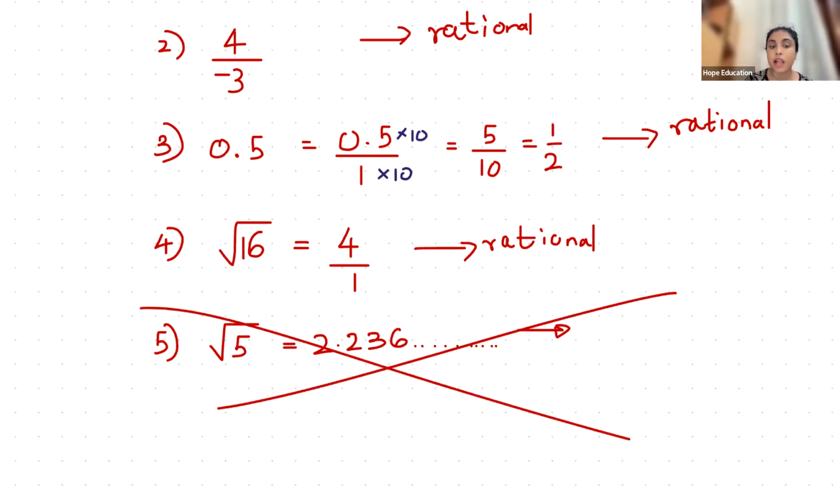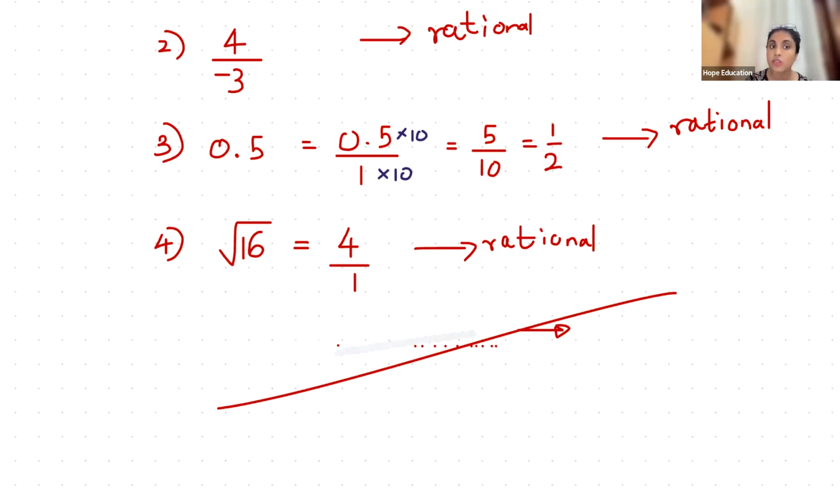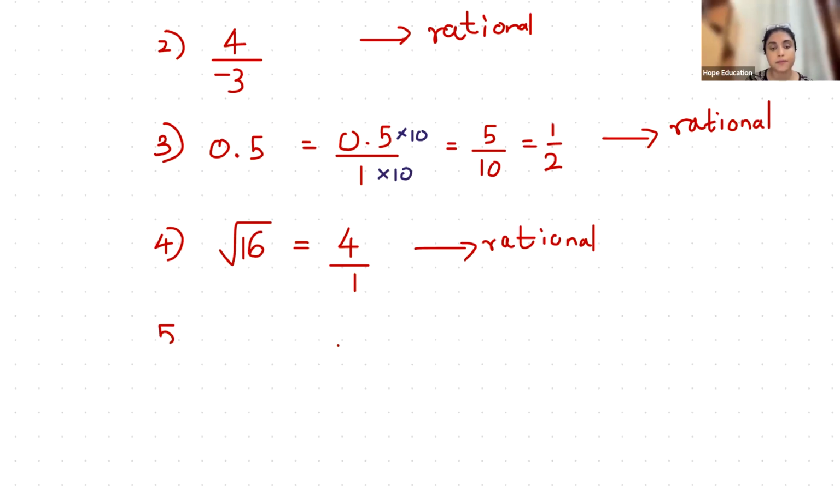Okay. Examples of those we will talk about at a later point. So that is not rational. You identified well. Very good. What do you think about this? Okay. Good.